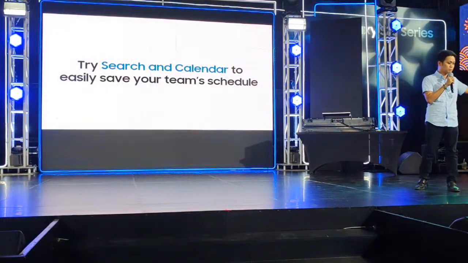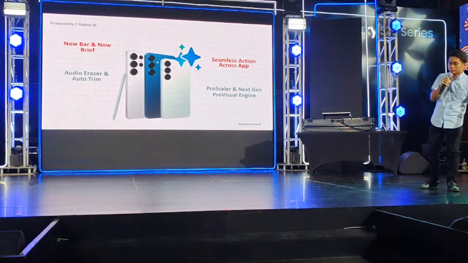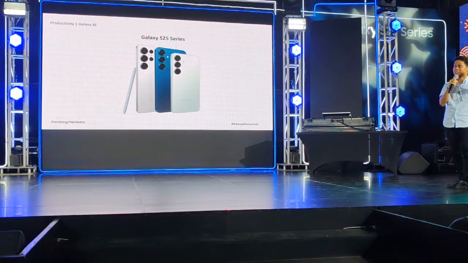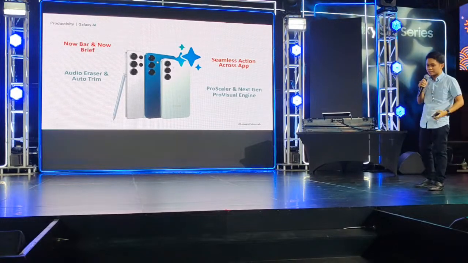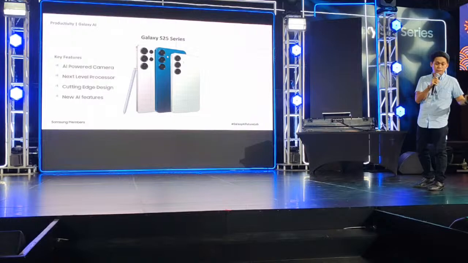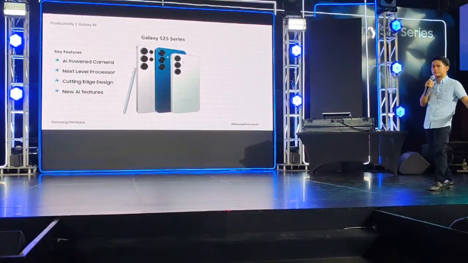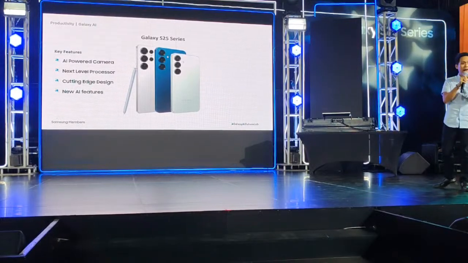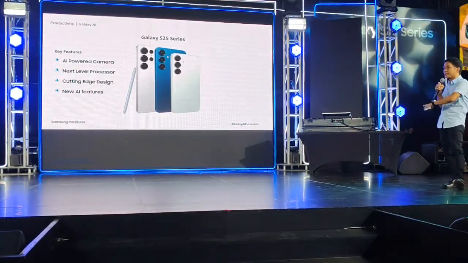Okay? Next slide. So we've just discussed all the productivity that we can do with the new devices. Again, the key features for this device are, next slide, of course, AI-powered, next-level processor, cutting edge, and new AI features. If you're planning to get this device, why not check them out?